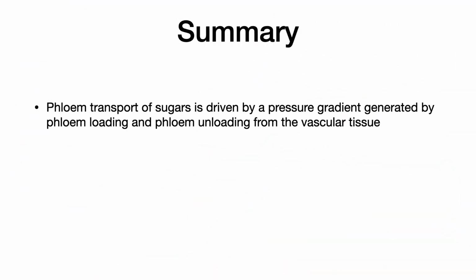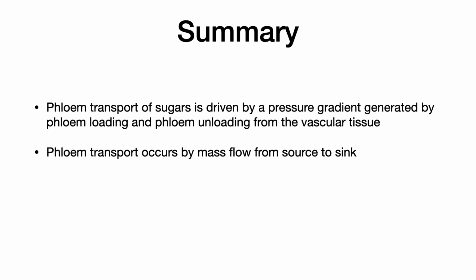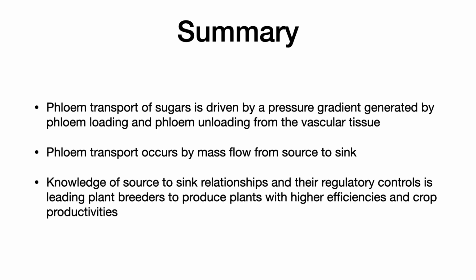In summary, phloem transport of sugars is driven by a pressure gradient generated by phloem loading and phloem unloading from the vascular tissues. Phloem transport occurs by mass flow from source to sink. And knowledge of source-to-sink relationships and their regulatory controls is leading plant breeders to produce plants with higher efficiencies and crop productivities.